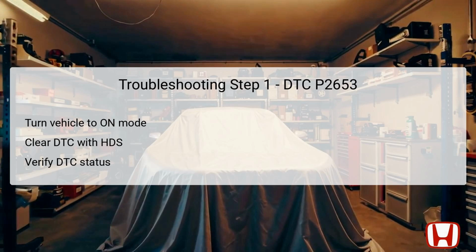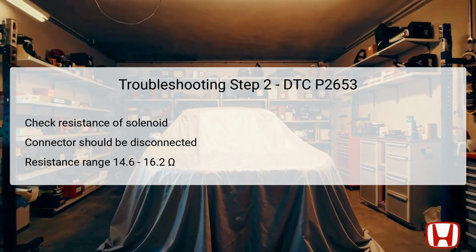Lastly, turn the vehicle to off, lock mode. Then restart the engine. After starting, check for any pending or confirmed DTCs using the HDS again. If DTC P2653 is indicated, proceed to the next troubleshooting step. If not, the issue may be intermittent, warranting further inspection of connections and terminals.